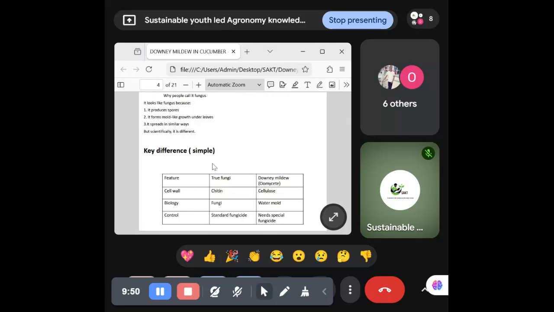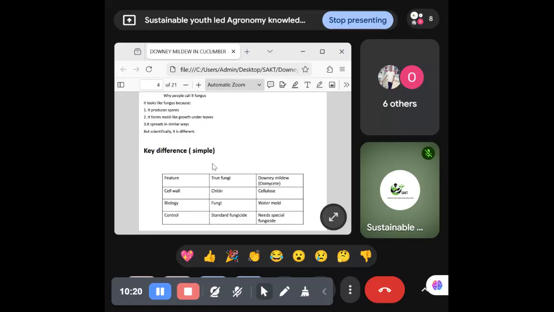Number two is that it forms a mud-like growth under the leaf. When we say mud-like, it's like a stain of water. When water stays on your leaf for a very long time, it weakens your leaf and then leaves a mud. That's how downy mildew manifests itself on our cucumber leaf.